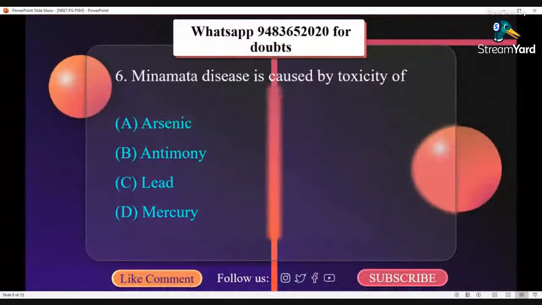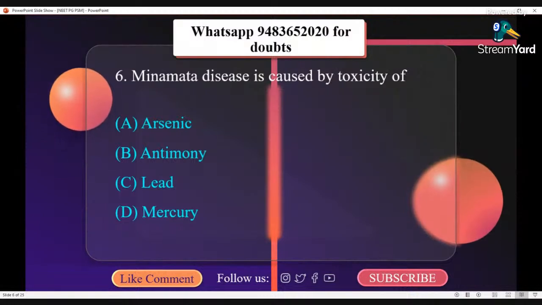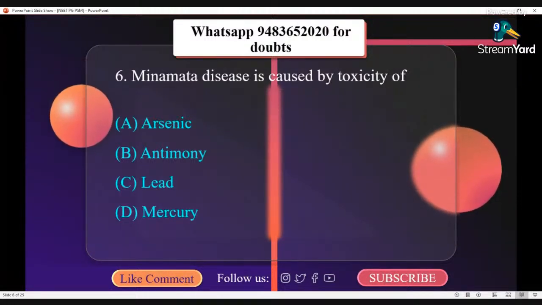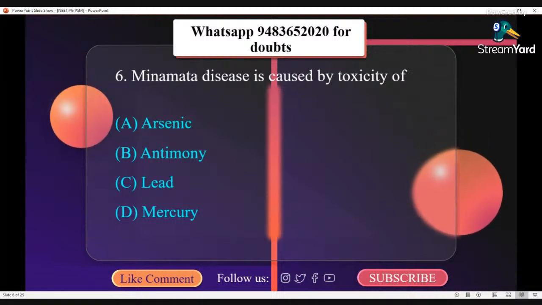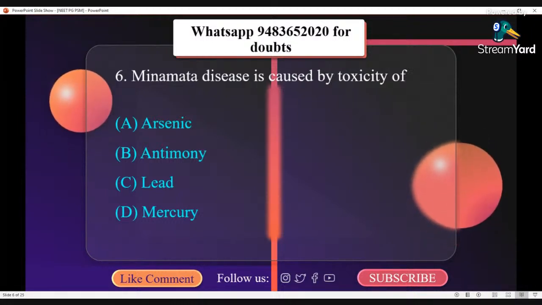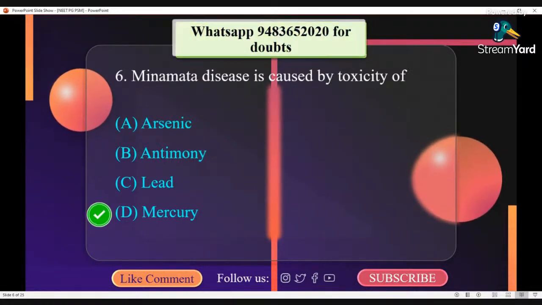Minamata disease is caused by toxicity of. This question has been repeatedly asked a number of times. It is a very old question, and can be asked again also. Mercury poisoning, by toxicity of mercury. So the correct option here is D, mercury.